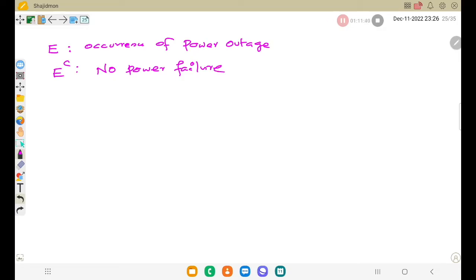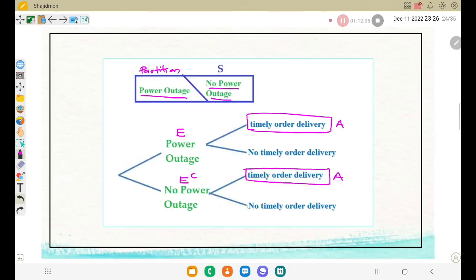No power failure. Capital A. So E and E complement are the partition of the sample space. Now we are taking the event A. A means timely completion of delivery, correct? Or order. Timely completion of delivery, correct? Or order.